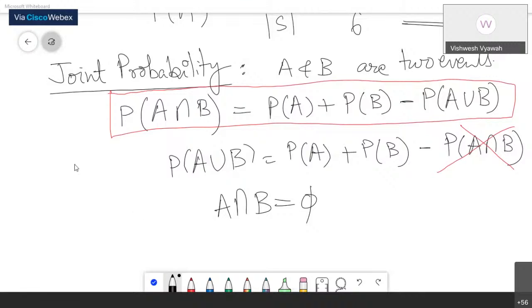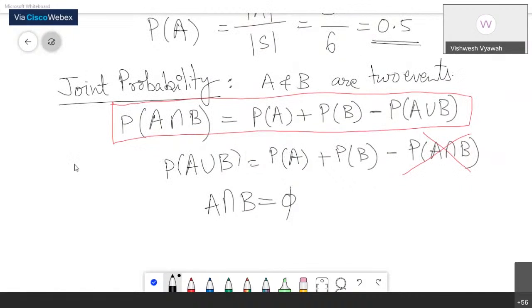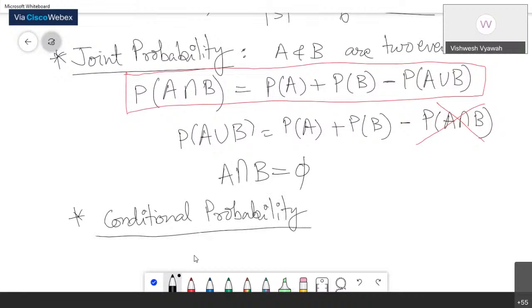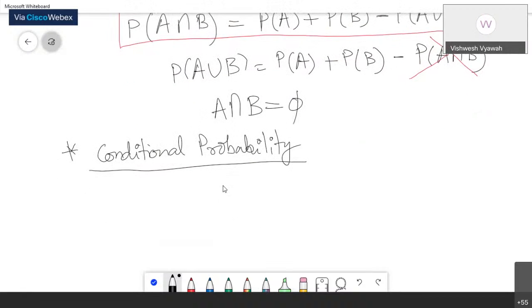Next, let me give you an example. Again, something called conditional probability. We introduced joint probability. Now the next thing that I'm going to introduce is conditional probability. Very interesting. This is also a part of our curriculum for this FDP.